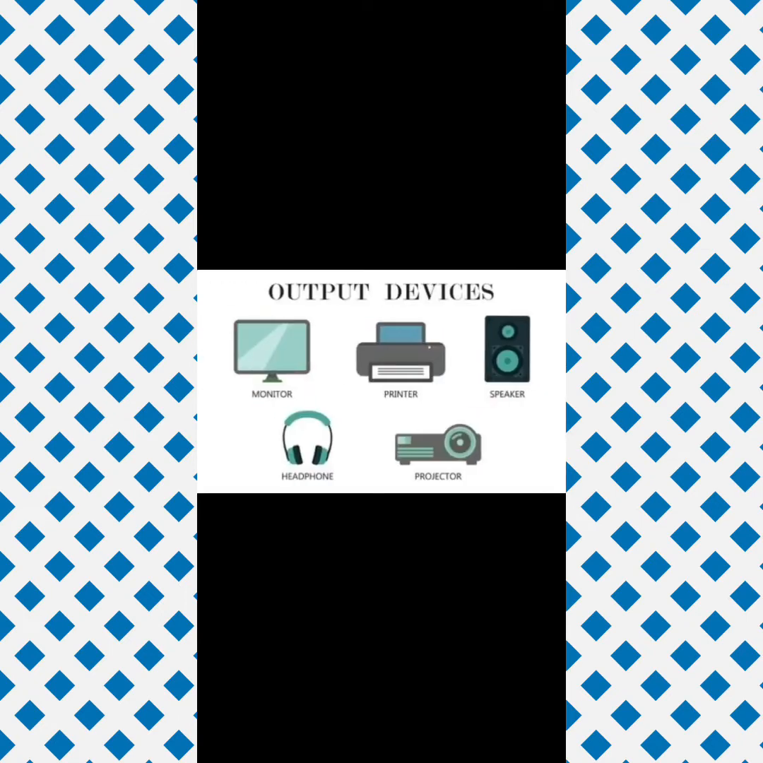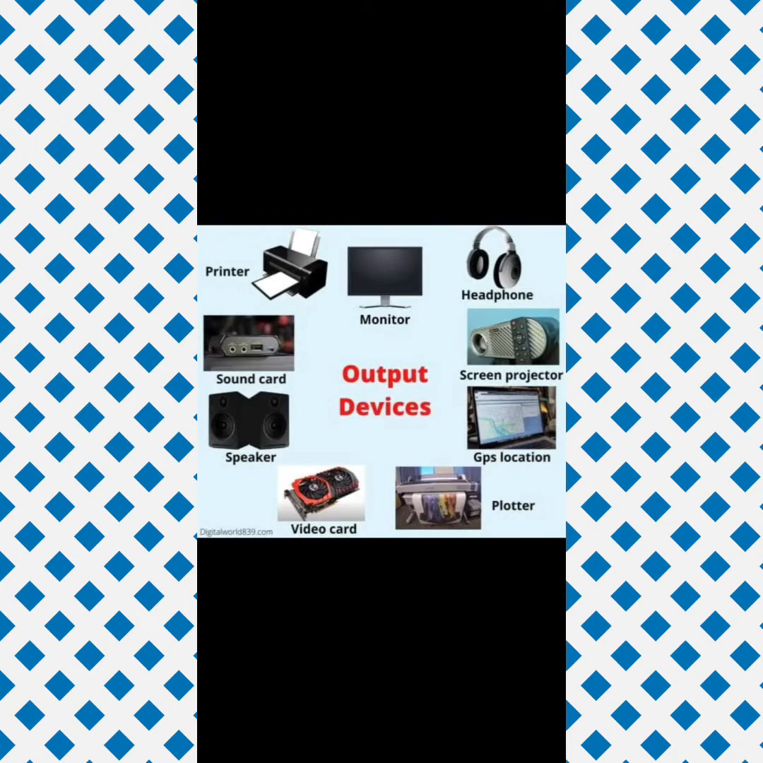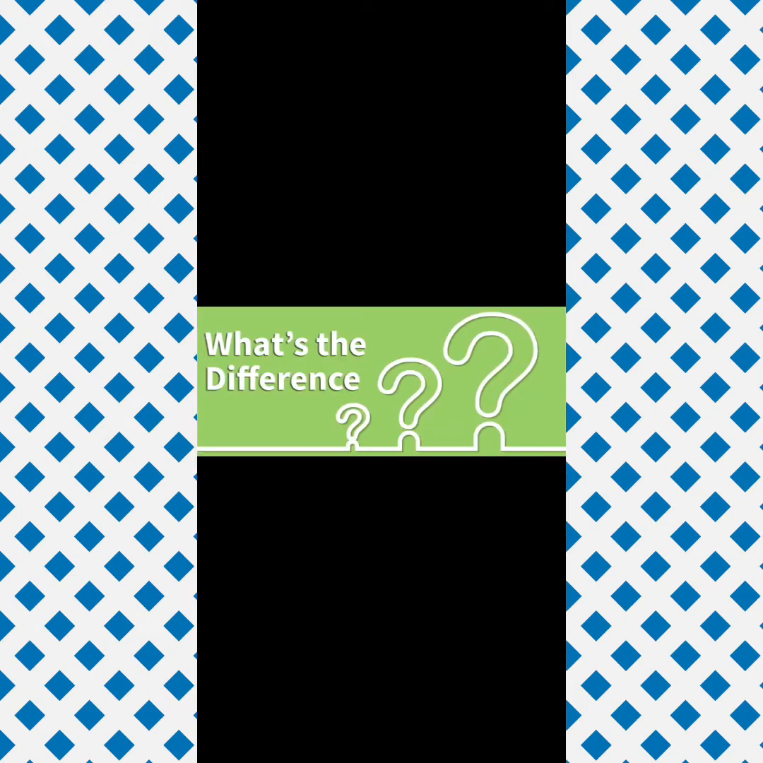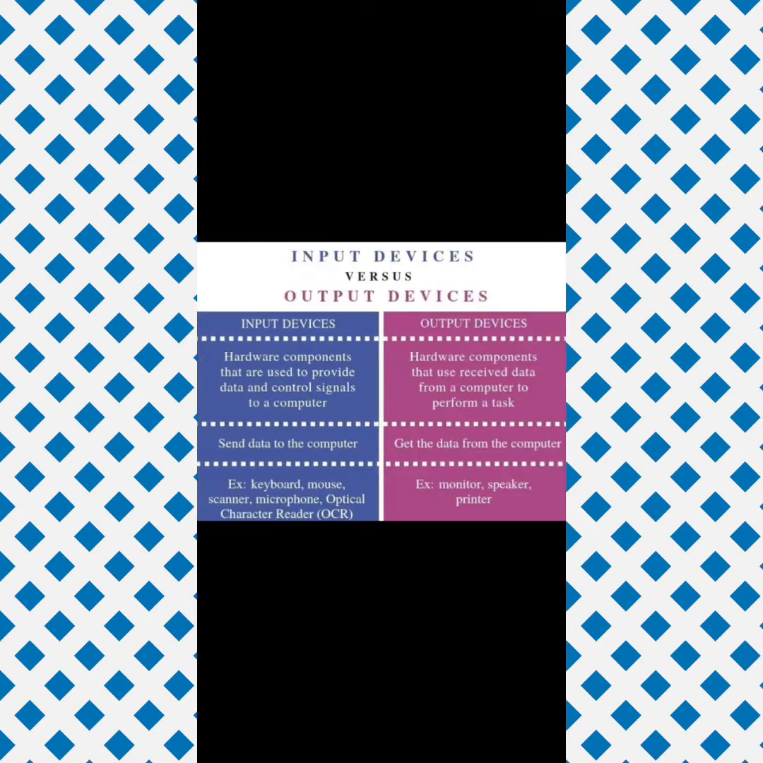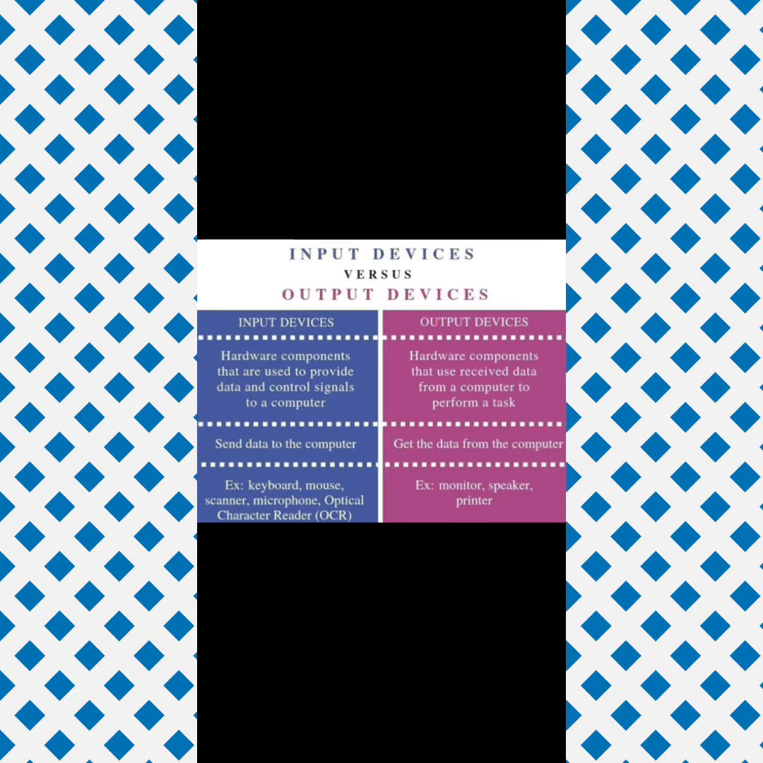Now let's have examples. There are also many examples of output devices that are monitor, printer, speaker, headphone, projector. There are some more examples of output devices that are as follows. Now let's learn about the difference between input and output devices. Input devices versus output devices.